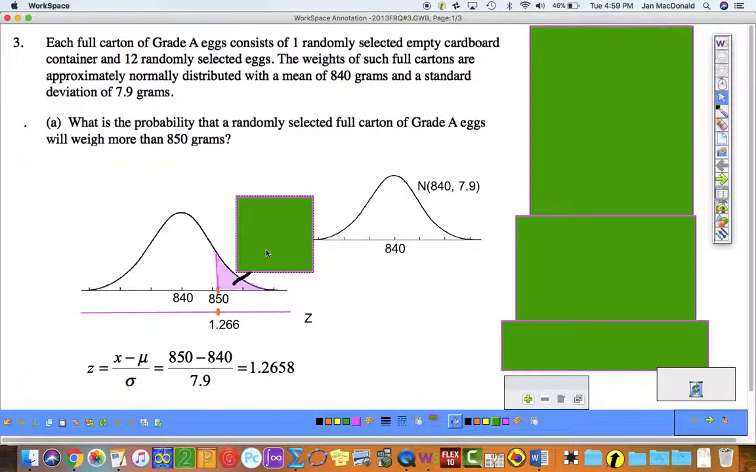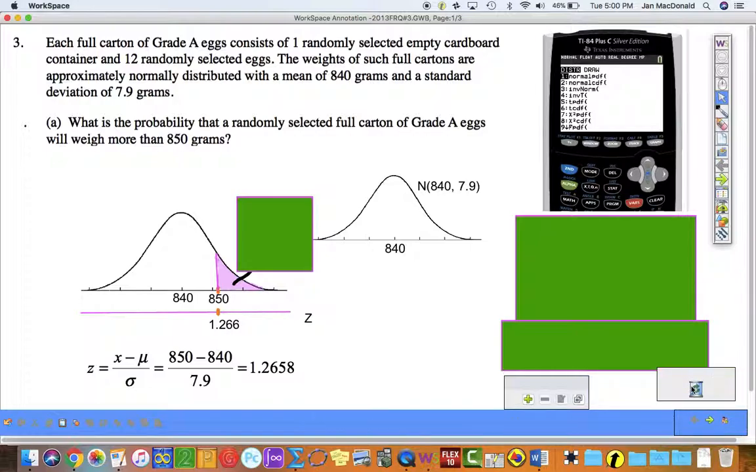So far, this is what we have. We have a normal model with a mean of 840. We know that 850, our data value, is 1.266 z-scores away from our average. And I want to know, what is the probability that a randomly selected full carton of grade A eggs will weigh more than 850? So I shaded to the right. Now I need to go to my handy dandy calculator.